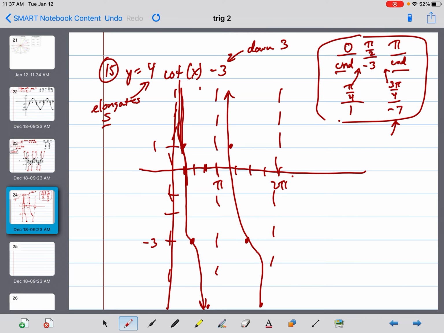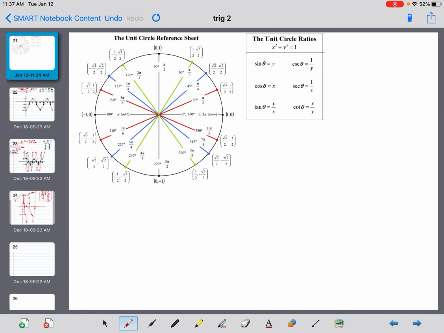All right, moving on. Numbers 16 through 19. Got to do some work on this. So number 16 says cosine pi over 3. So when it asks for this, it's saying, what's going on with the x value at pi over 3? Well, pi over 3 is right here. The x value is 1/2. So that's the x value right there. That's it. That's all I got to do.